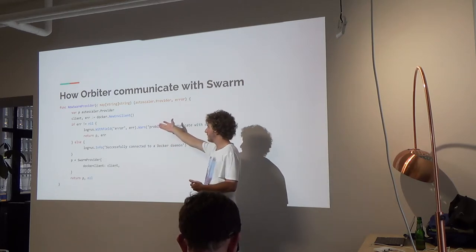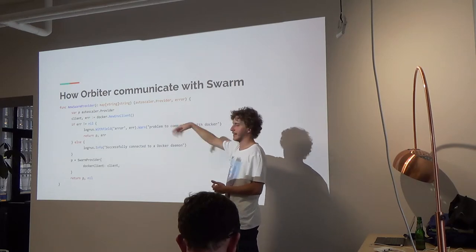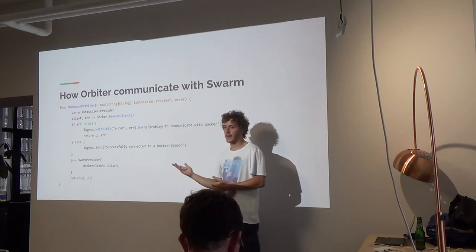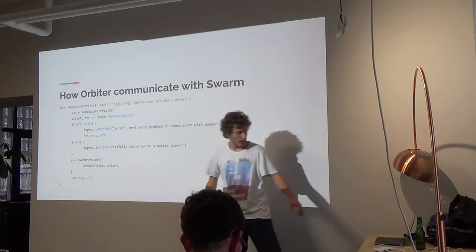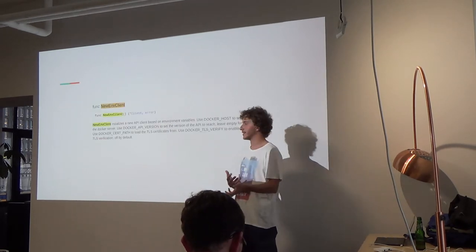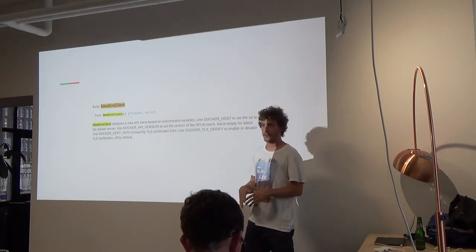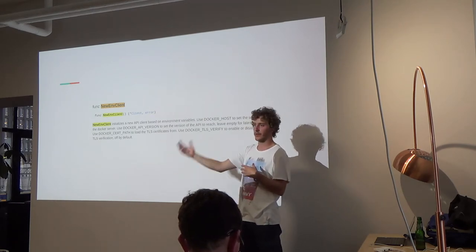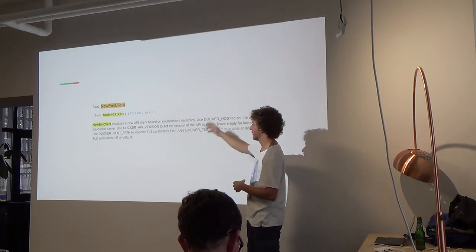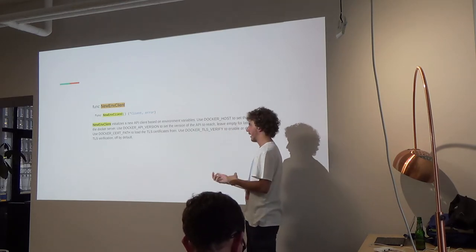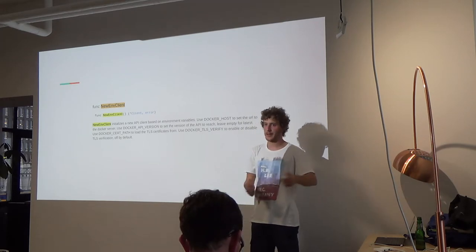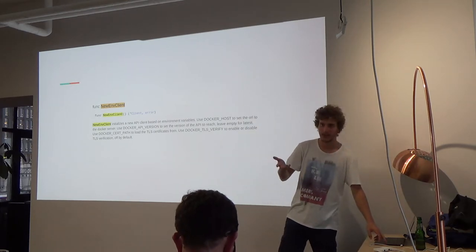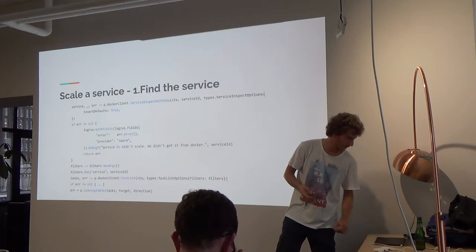I start a new client. I'm using the official Docker SDK, and I'm using the command NewEnvClient. NewEnvClient is the command that initializes the Docker client, and it looks for local environment variables. It means that if you need to point Orbiter to speak with a different entry point and not the local one, you can use DOCKER_HOST, DOCKER_API_VERSION and all the other environment variables that you usually use, for example, with Docker Machine. It's a standard way to configure the client. Other Docker-like tools are using the same concept.